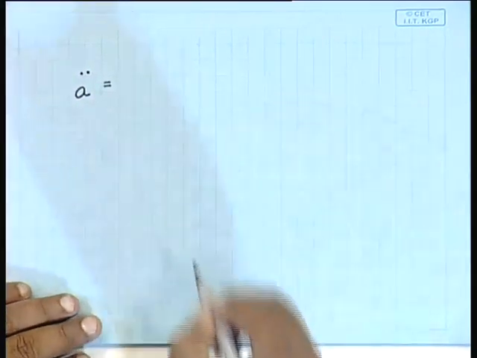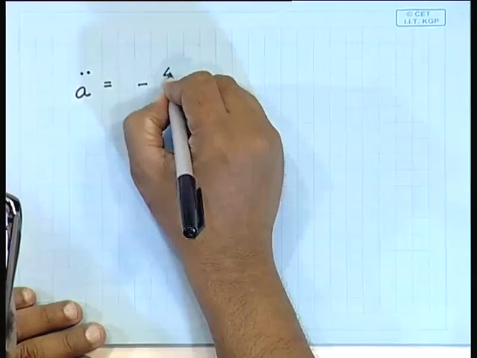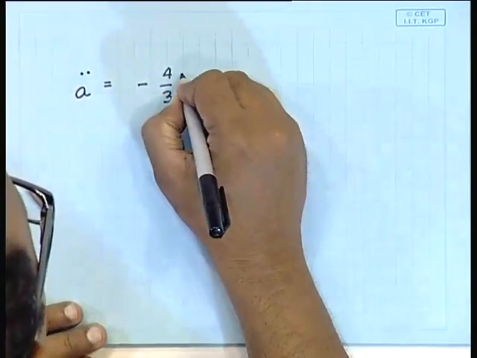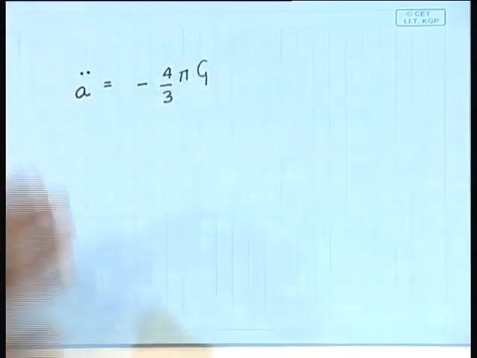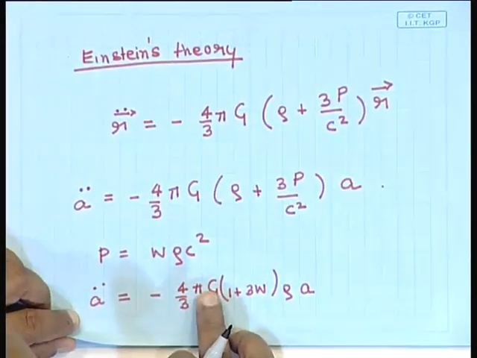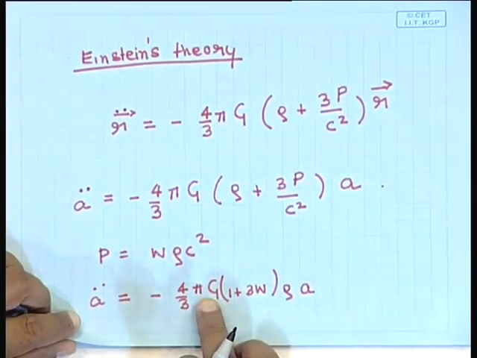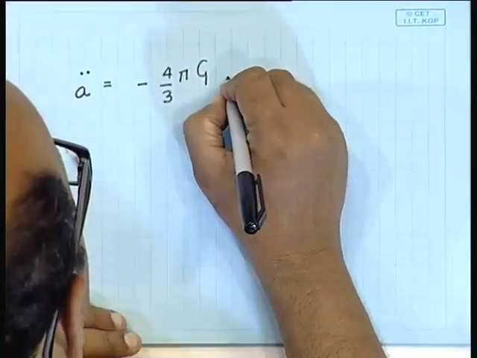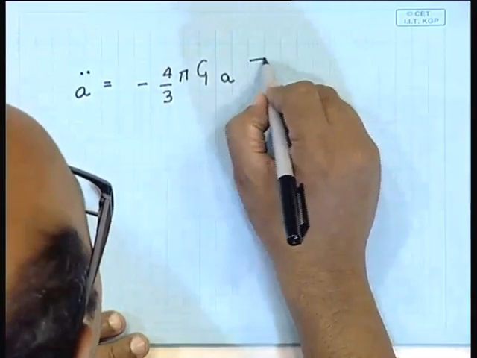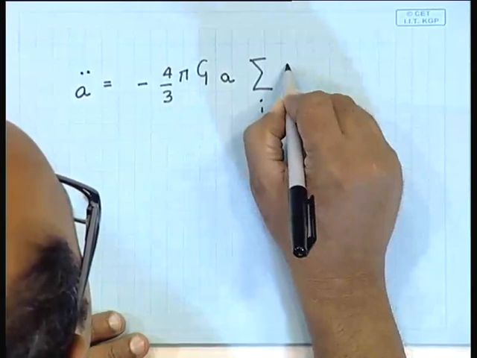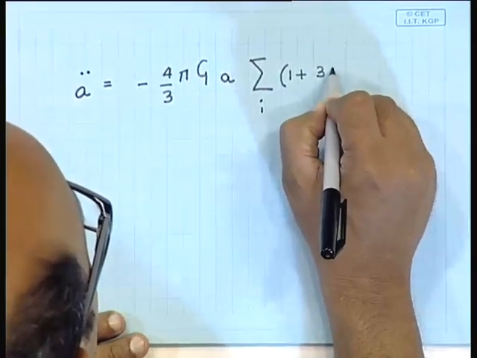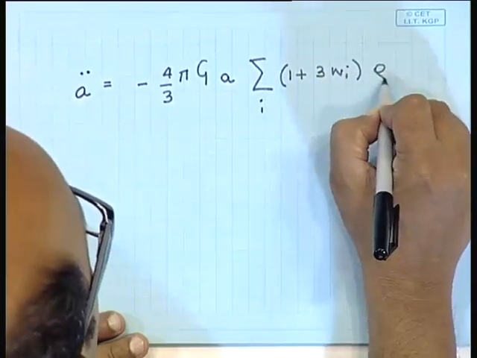So, generalizing this one more step, what we have is that A double dot is equal to minus 4/3 pi G, the scale factor A is the same for all of the media, and then we have a sum over I of (1 plus 3 W I) into rho I, right.